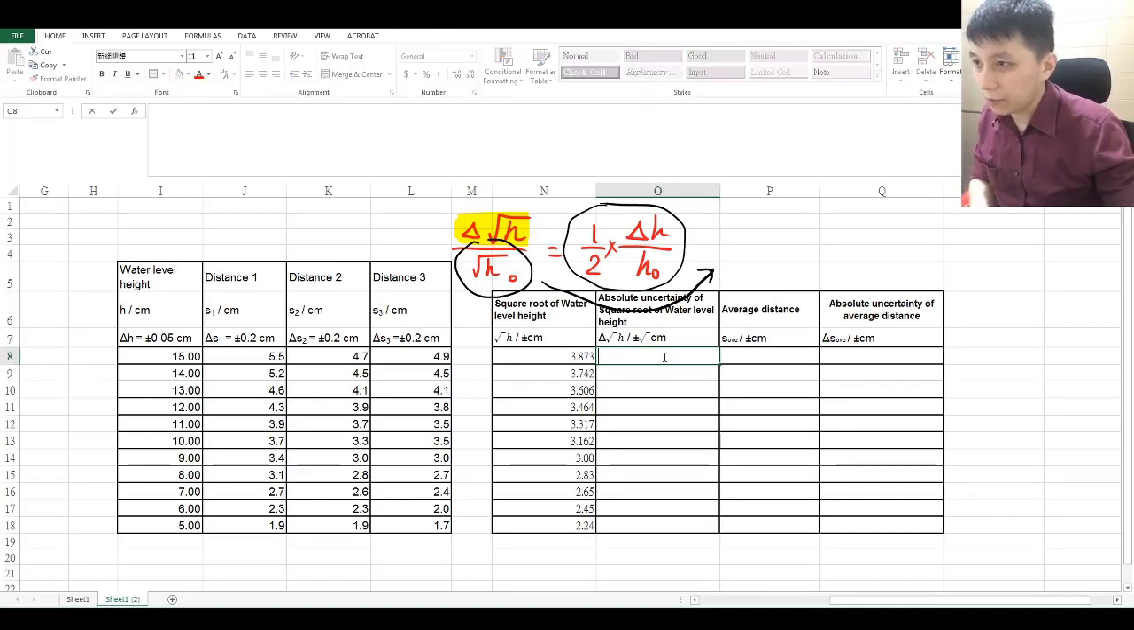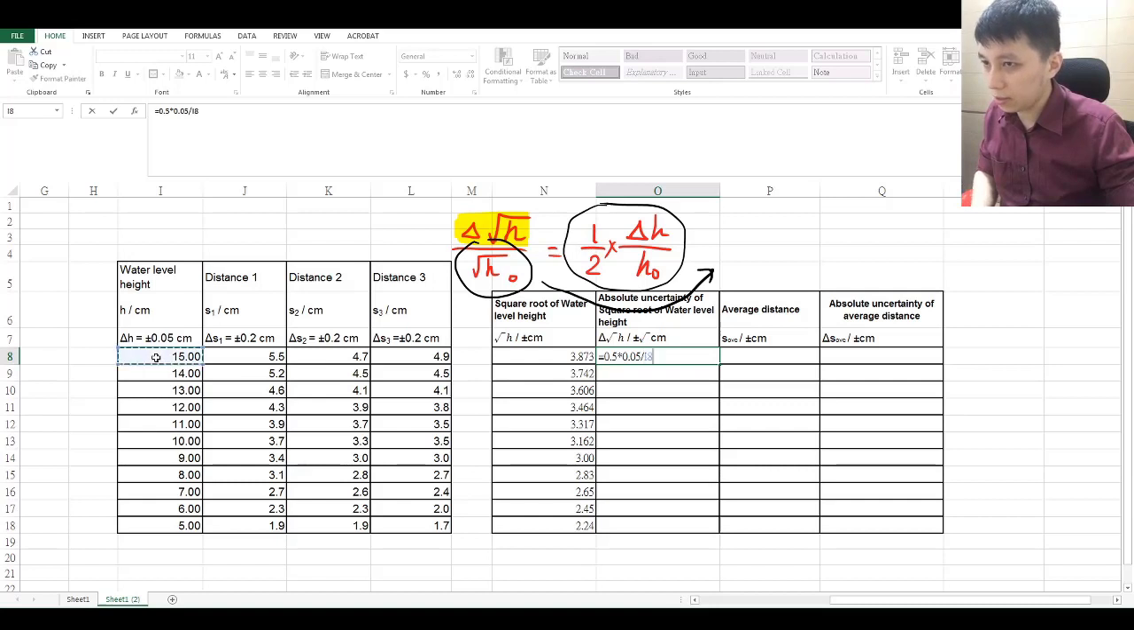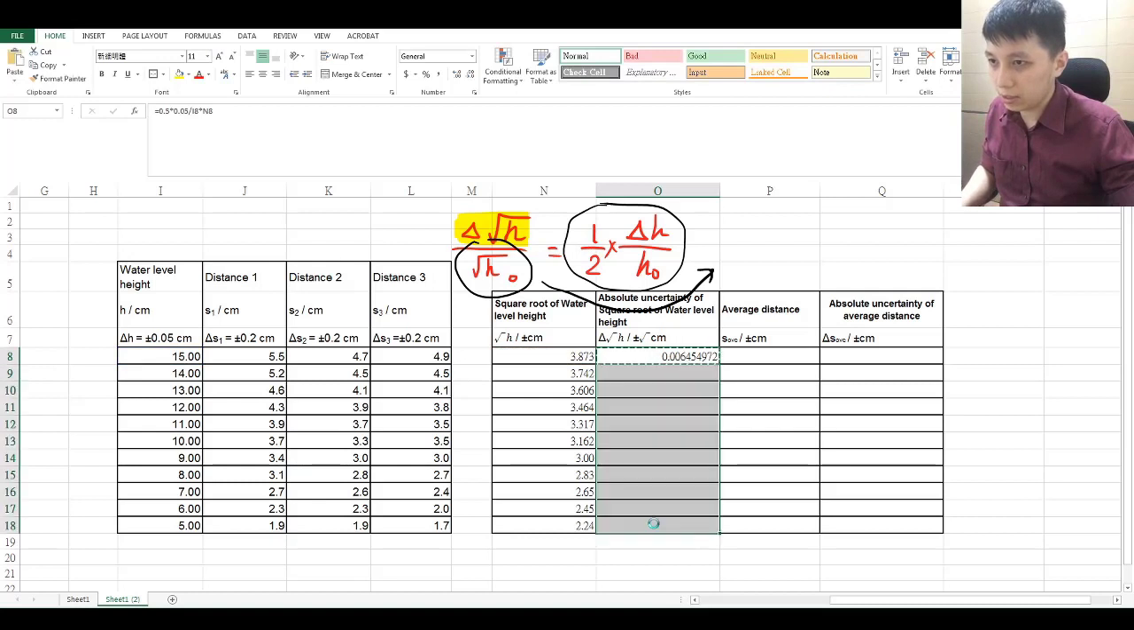So that means in our case, for example, this one, that should equal to 0.5 first, right? Multiply delta h. Delta h is 0.05 according to whatever is done previously. Actually, that should depend on the precision of your instrument. Anyway, so next is divide h log. So divide this, all right, this is h log basically, times the root h log. So that is basically what you did just now. Okay, so these are the absolute uncertainty.